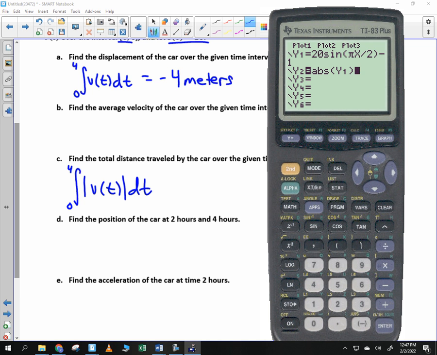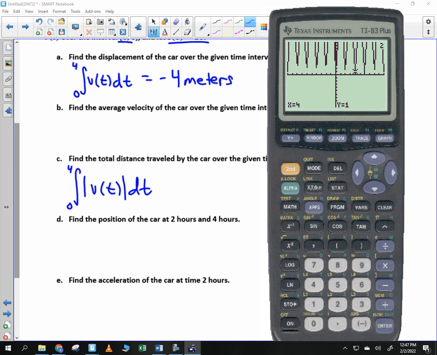And now as you look at your graph, what do you notice about the graph now compared to where we started? It's always above the x-axis, isn't it? So what you're going to do is second calculate, and you're going to go from 0 to 4 again. Second calculate number 7, 0 to 4.